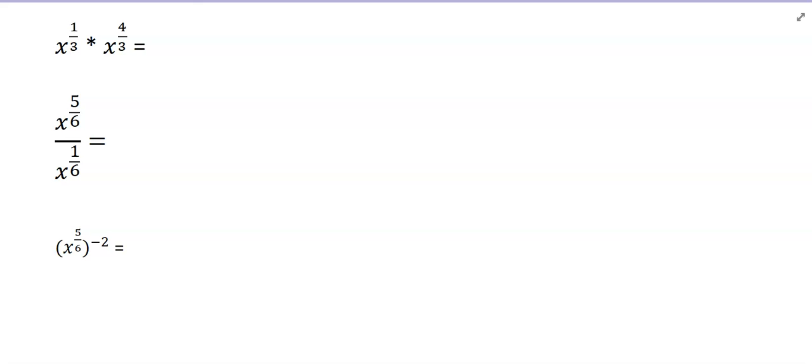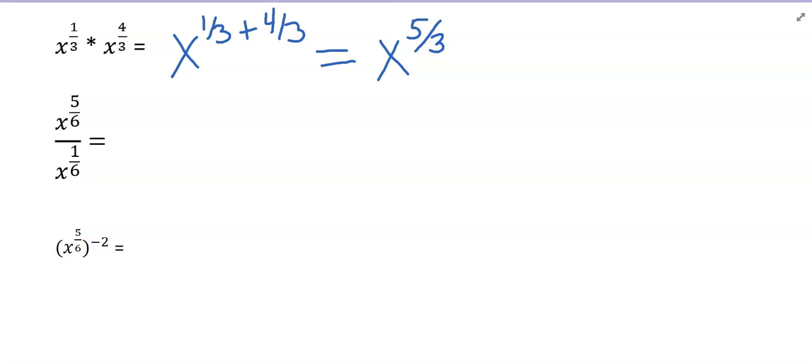Let's take a look at a few examples with variables involved. I'm still following the same rules. So in the first one, it's multiplication, so I want to add my exponents, which means I'm going to end up with x to the 1/3 plus 4/3. In addition, the denominators must be the same, and in this case they are. So I have to add the numerators. 1 plus 4 is 5, and the denominator stays the same. So the end result is x to the 5/3.